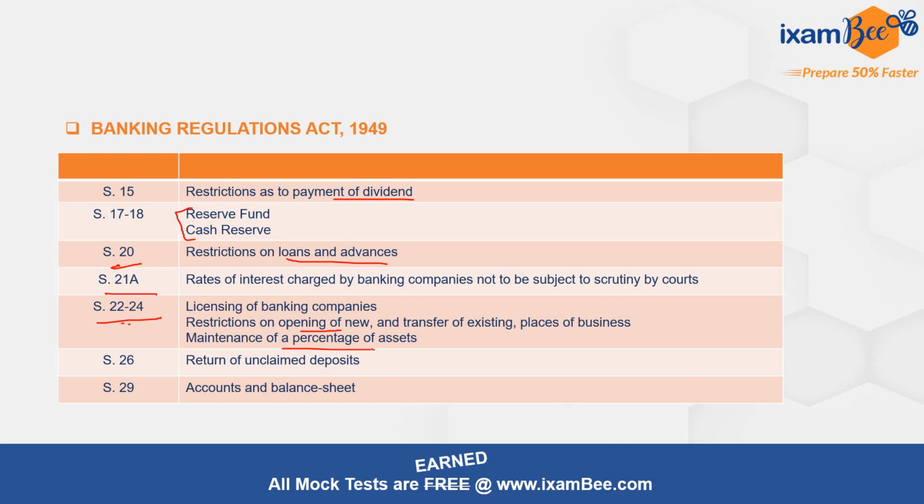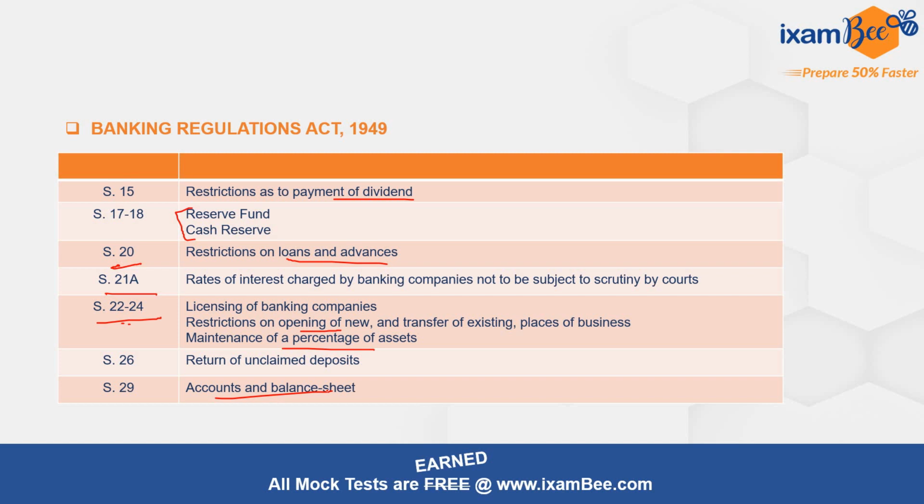So certain percentage of assets and all that is to be maintained by the banking companies in India and that is being dealt under section 24. 26 basically provide करता है provisions with respect to जो भी unclaimed deposits and all है, and 29 is talking about the accounts and balance sheet with respect to the banking company. So ये सब बहुत ही important sections है.